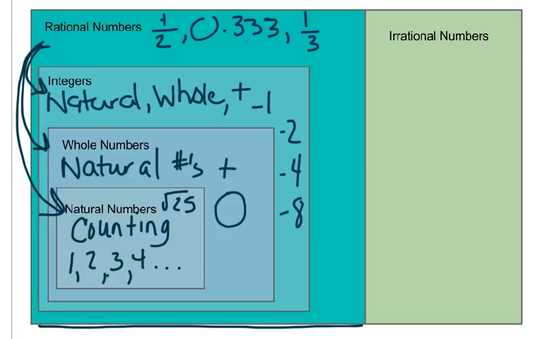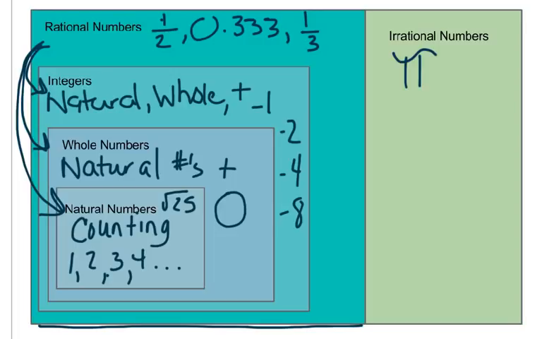So let's talk about what are irrational numbers. Irrational numbers are everything else that cannot be written as a fraction, okay? So here's a for instance, pi is an irrational number. And the reason that it's an irrational number is because it's a decimal that keeps going on and on forever and does not ever repeat. So that's why it's irrational, okay?